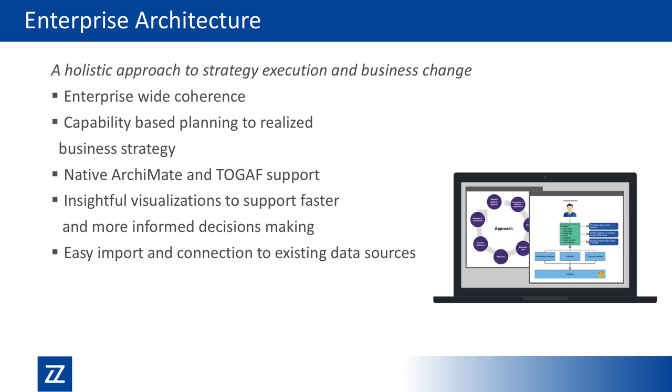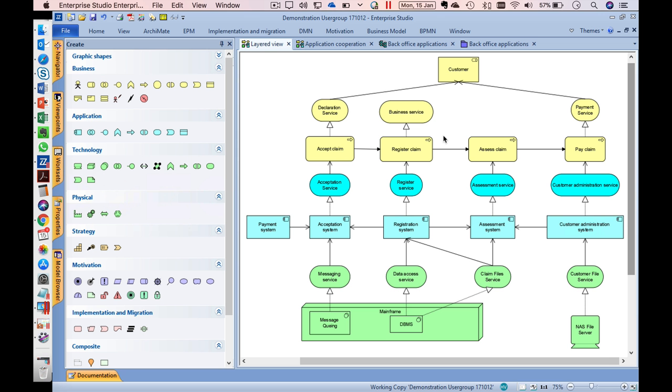Enterprise architecture is a holistic approach to the execution of strategy and business change. It provides enterprise-wide coherence and capability-based modeling to realize our strategies. Enterprise Studio provides native support for ArchiMate and TOGAF and enables us to create a wide range of insights and visualizations to support business decision-making. Existing information can easily be reused, and modeling is very straightforward to undertake.